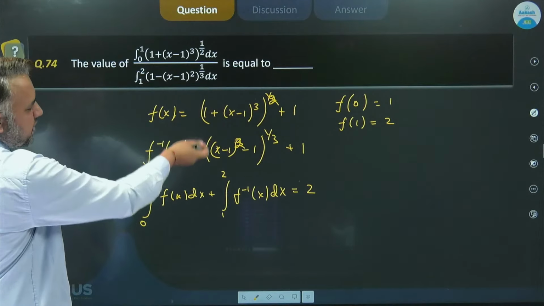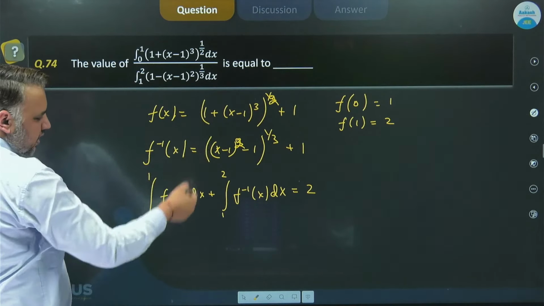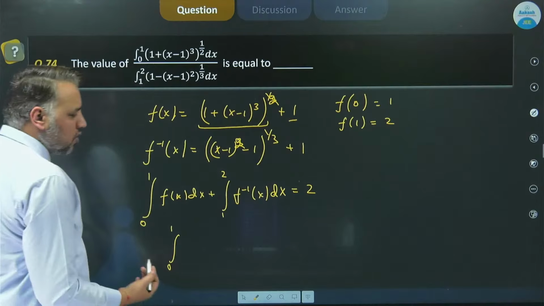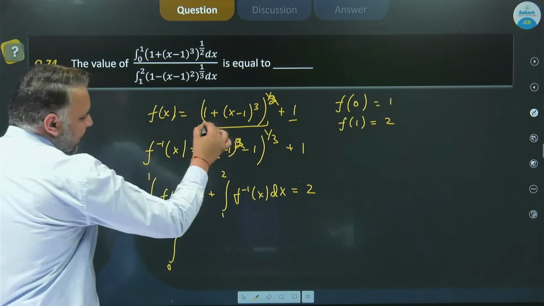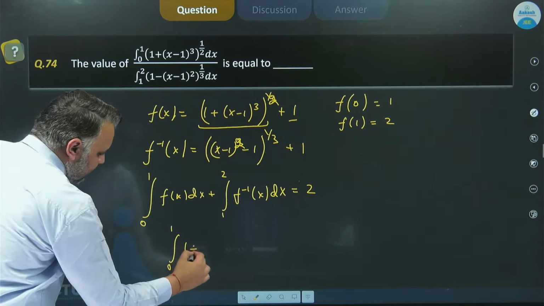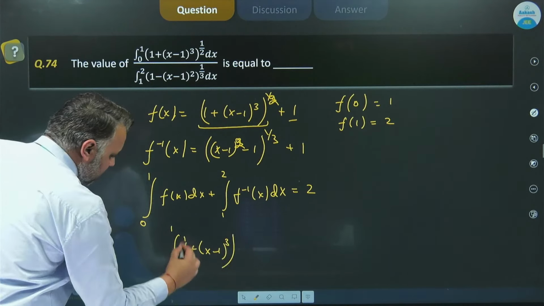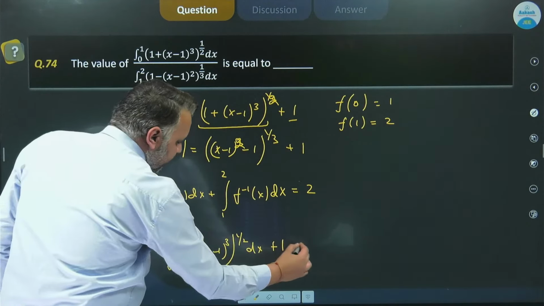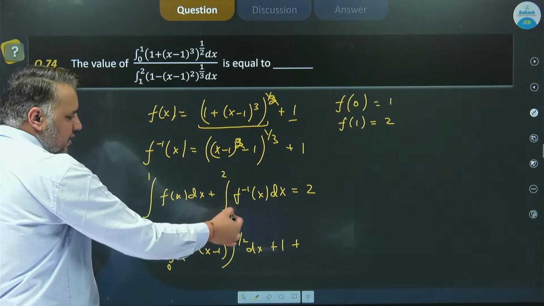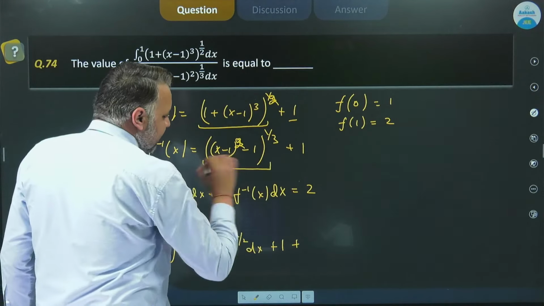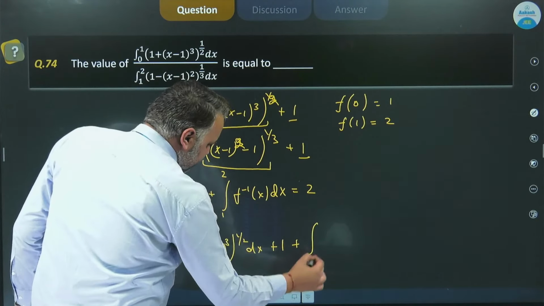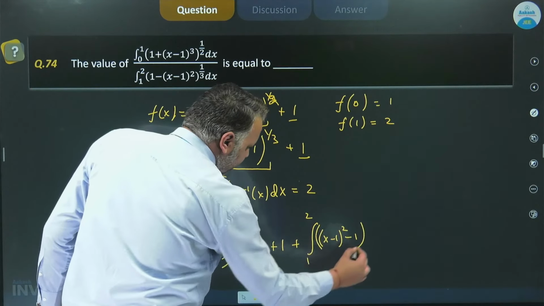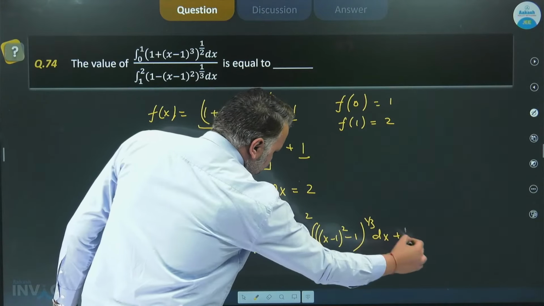Now simply integrate these two between the given limits. So integration 0 to 1 of this expression plus 1, that is the complete f(x). If I integrate this separately, that is (1 + (x - 1)^3)^(1/2) dx, and 1 separately between 0 to 1, that will be 1. Similarly, if I integrate f inverse between 1 to 2, I have to integrate this separately and 1 separately. So that is integration 1 to 2 of ((x - 1)^2 - 1)^(1/3) dx, and again plus 1, is equal to 2.